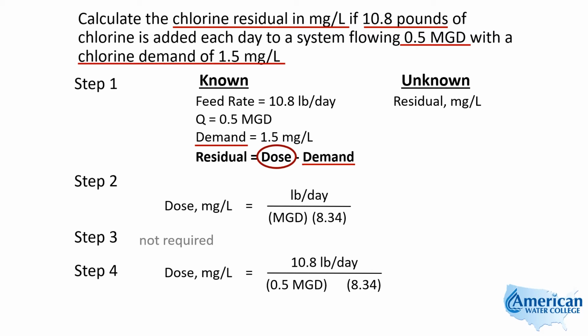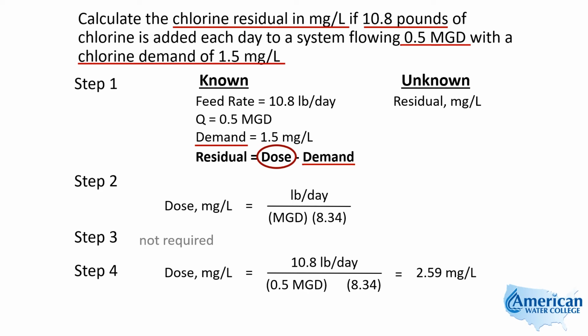So our dose will be 10.8 pounds per day divided by our flow of 0.5 mgd and 8.34 pounds per gallon. So when I take 10.8, divide it by 0.5 and 8.34, I come up with 2.59 milligrams per liter. So that's the dose, the chlorine dose that I'm dosing in this system.